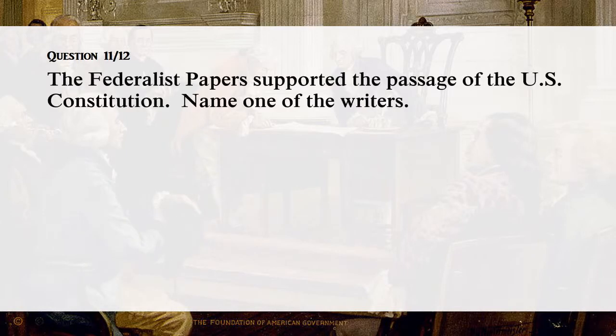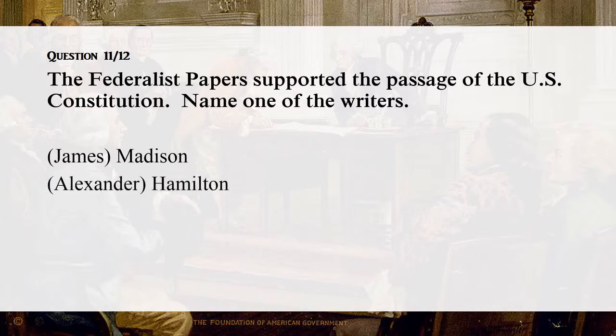The Federalist Papers supported the passage of the U.S. Constitution. Name one of the writers. There were 4 writers you could have named: Madison or James Madison, Hamilton or Alexander Hamilton, Jay or John Jay, and Publius.